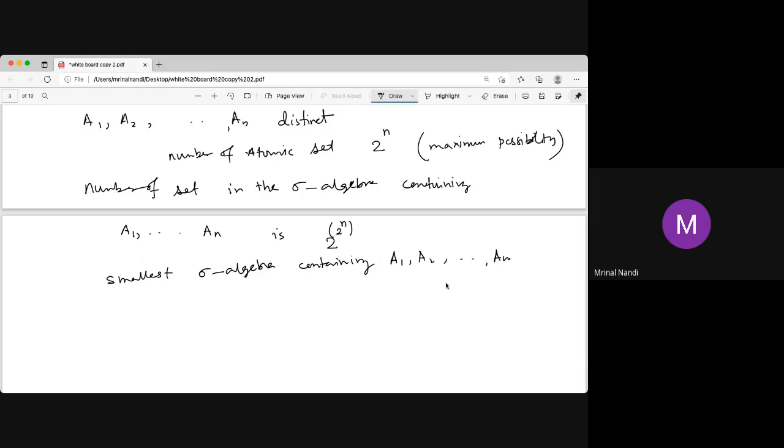One can always take the whole power set. If I say I will take the whole power set, then it is obviously a sigma algebra containing A1, A2, up to An. But we are interested in the smallest sigma algebra. What is the minimum set we have to take care of? That is the smallest sigma algebra. So if you have n distinct sets, the smallest sigma algebra contains at most 2 to the power n many subsets. It is a maximum possibility.